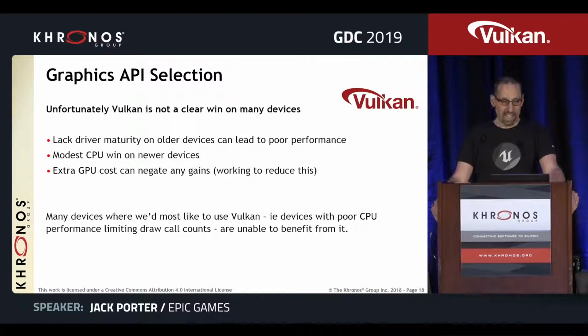But in the end, many of the devices where we'd love to be using Vulkan, devices with poor CPU performance, which is really limiting our draw call counts, are precisely the devices that we're unable to benefit from. So, we're hoping as time goes on, there's been improved adoption and improved driver quality. This problem will go away, but right now, Vulkan has not been able to solve problems for us on the very low end of devices that we'd really like to be able to support.